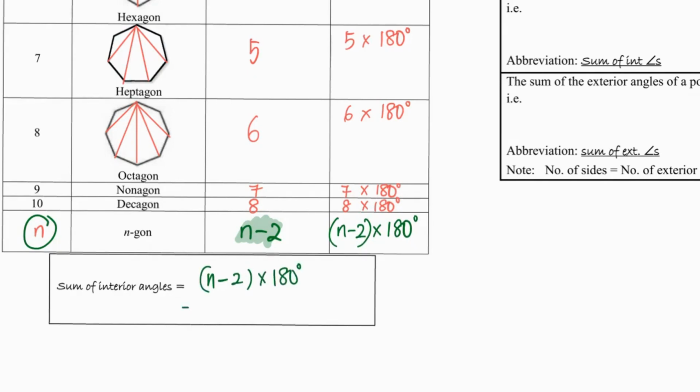Of course, you can continue to apply what you learn in algebra. I can also write this in this form, and I expand out. But this is the starting point. n minus 2 times 180. That is the sum of the interior angles for all polygons.